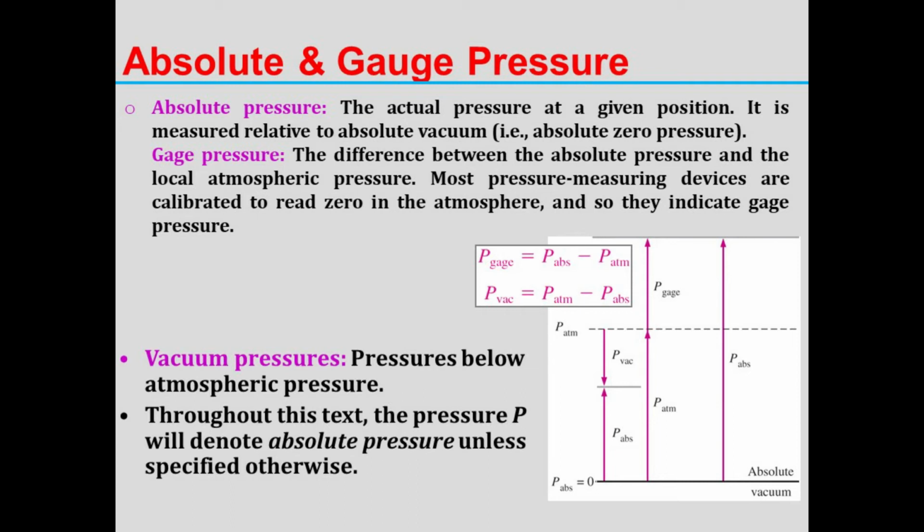So if we want to get the P absolute, we need to add P atmosphere to the P gauge. The same goes in case the gauge shows the pressure in a vacuum condition. In this case, to get the P absolute at the location, it is P atmosphere minus P vacuum.